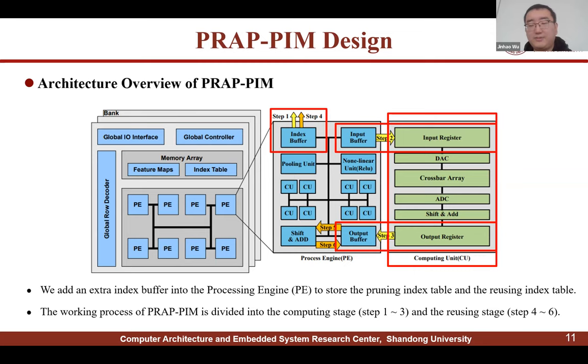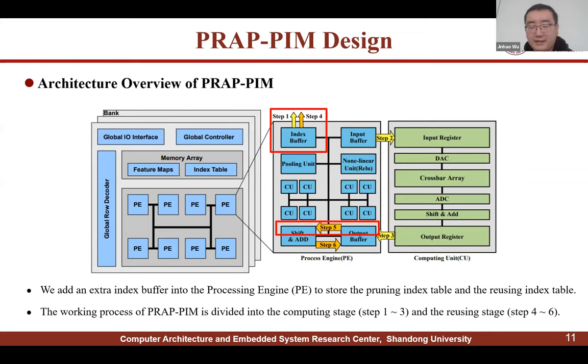For the reusing stage, we first read the map information and the linear coefficient information from the index buffer. And then we read the output buffer. We read the computation result from the output buffer according to the map information and send it to the shift and add unit. It should be noticed that we use a similarity-based weight pattern reusing method, where two weight patterns satisfy the same linear relationship, and the linear coefficient k is a power of 2, which means k might be 1, 2, 4, 8, 16, 32, and so on. Therefore, we can use the shift and add unit to scale the computation result. And finally, we write back the scaled computation result to the output buffer.